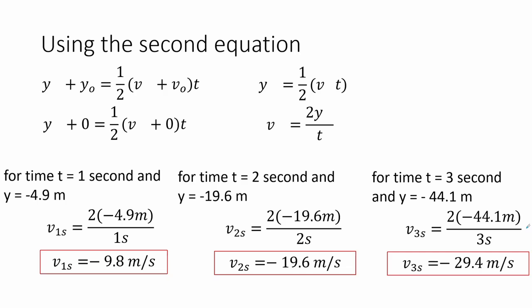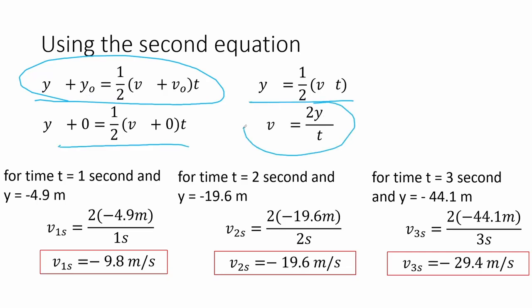Now let us look at equation 2 to solve for the velocity. Rearranging the equation first, we get that the velocity formula is equal to 2 times y divided by time t. For time equals 1 second we see that the velocity is equal to negative 9.8 meters per second, which is the same and should be the same as the one solved using equation 1. Similarly, for the velocities using equation 2 we get the same values.